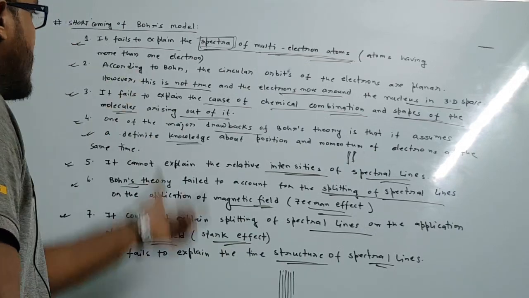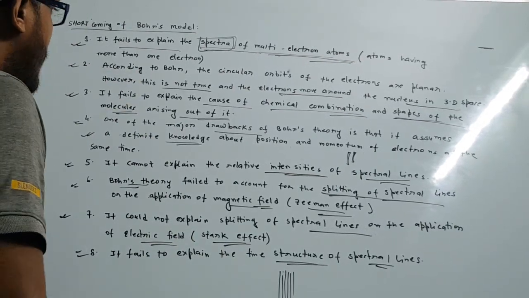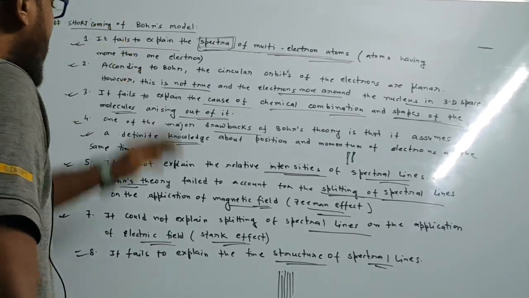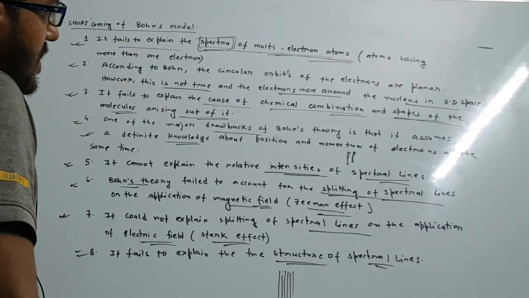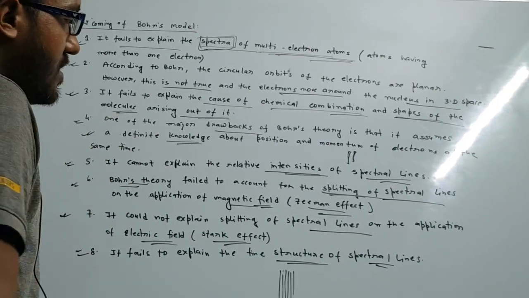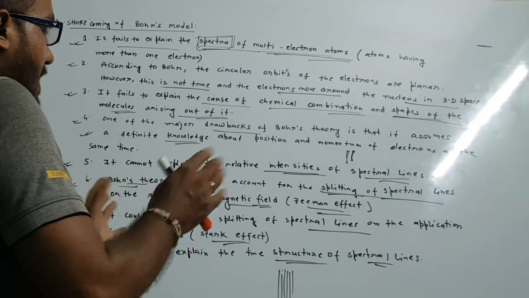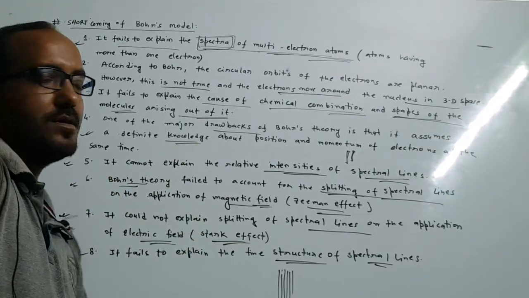So all these are drawbacks of the Bohr atomic model. Though it has a lot of shortcomings or drawbacks, Bohr is actually successful in explaining the atomic structure in a manner.